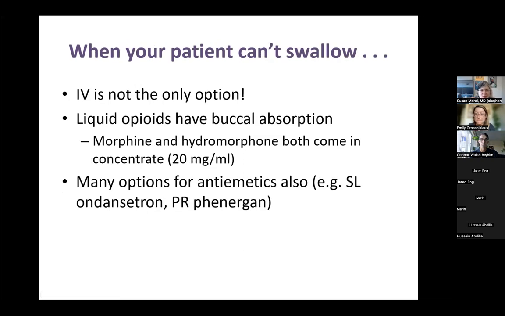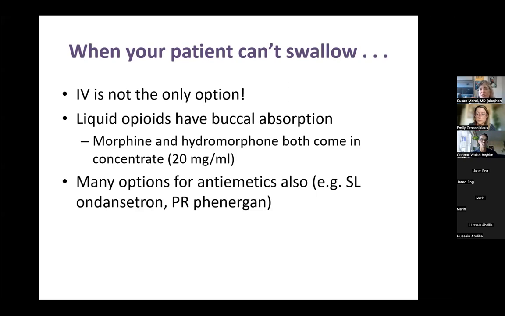So the teaching point here is that IV is not the only option if your patient can't swallow, and liquid oral opioids are a really good option. They're used widely around the world on hospice. A family member can squirt a little bit of concentrated morphine into somebody's mouth, even if they're not going to swallow it absolutely completely, because it has buccal absorption.